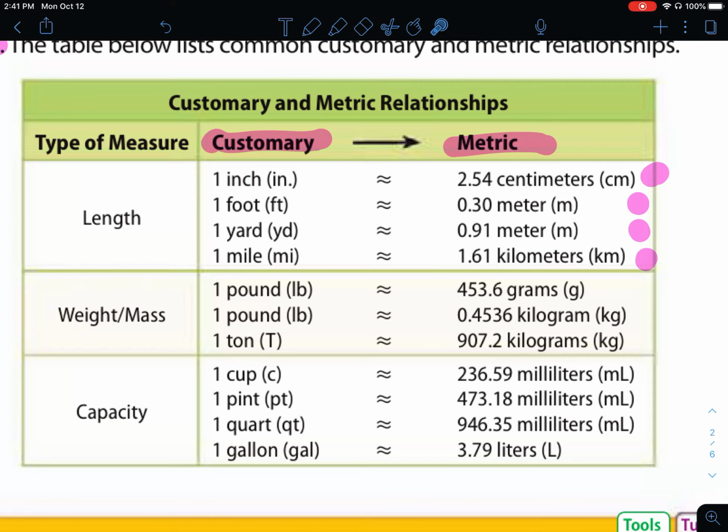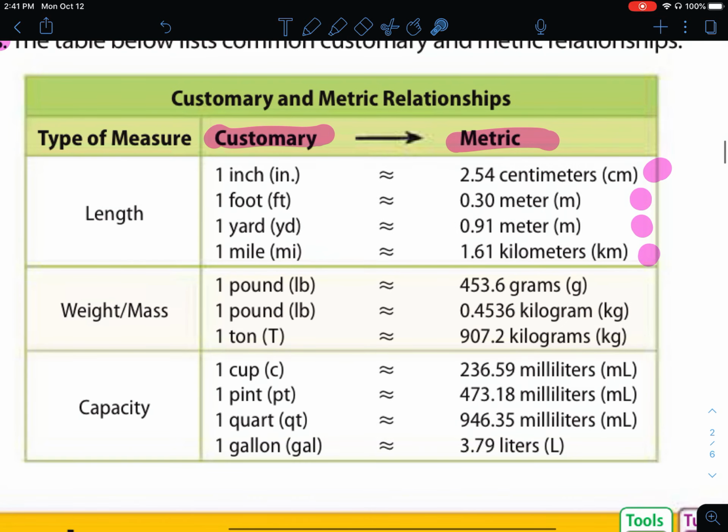For weight and mass, 1 pound equals 453.6 grams. 1 pound also equals 0.4536 of a kilogram, and 1 ton equals 907.2 kilograms. So you have now your weight and mass. Now let's look at capacity, where 1 cup is equal to 236.59 milliliters. 1 pint, 473.18 milliliters. 1 quart is 946.35 milliliters, and 1 gallon is 3.79 milliliters.